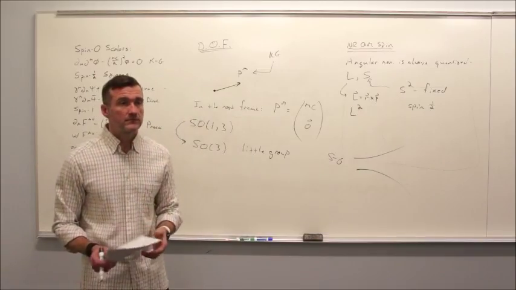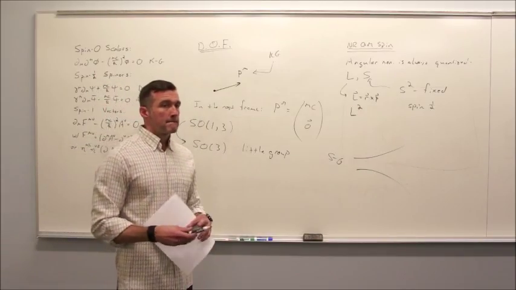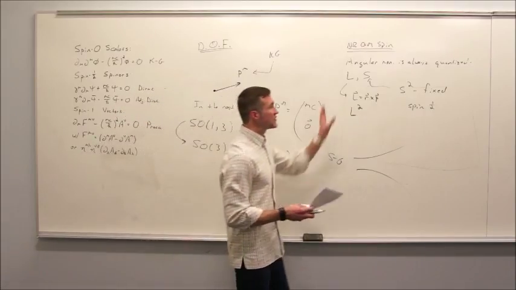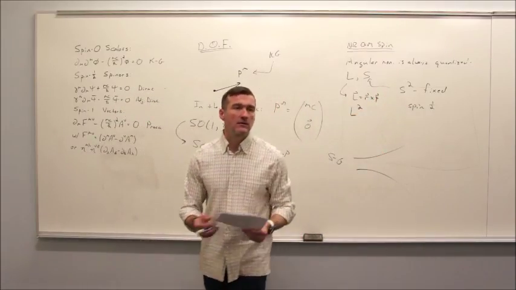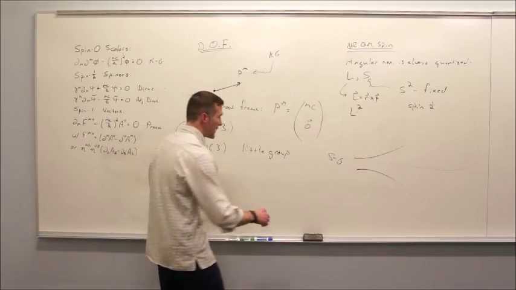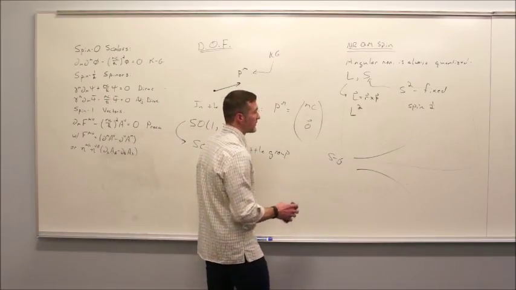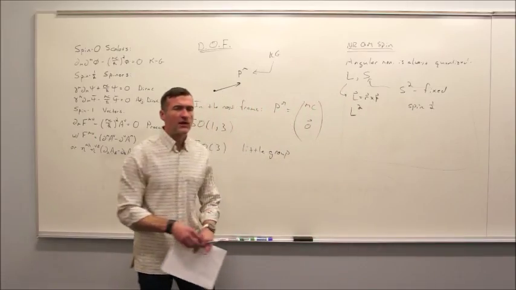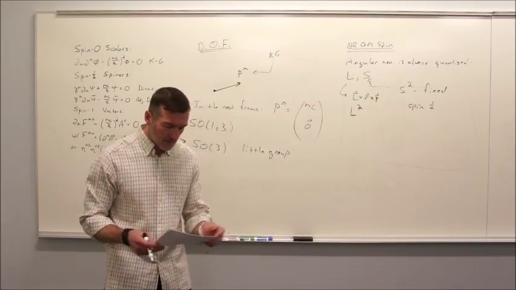Yeah, Jacob. Does that also say there could be spin one third or one fourth or whatever? No, it's integer and half integer, and that's it. You can't do thirds and so forth. And that's reflective of the representations of the Lorentz transformations too.